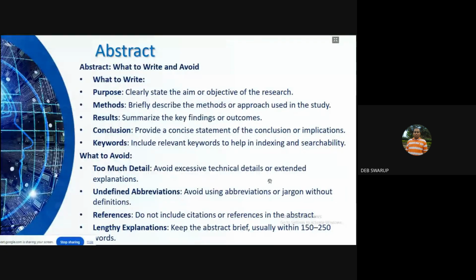In abstract, what we should write, and the more important thing is what we should avoid.